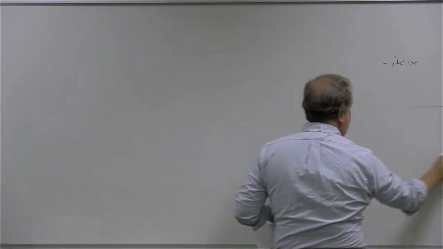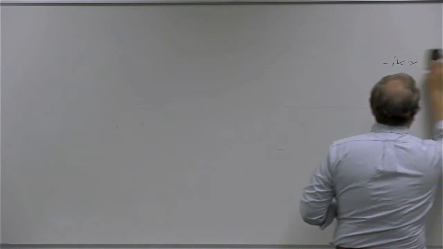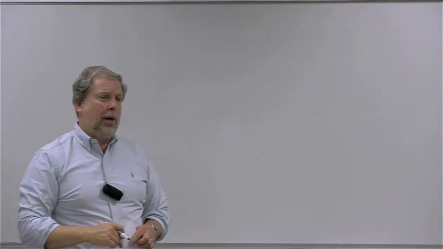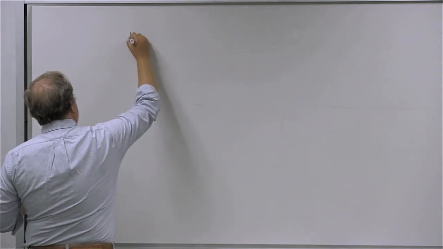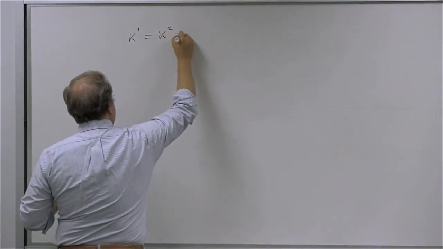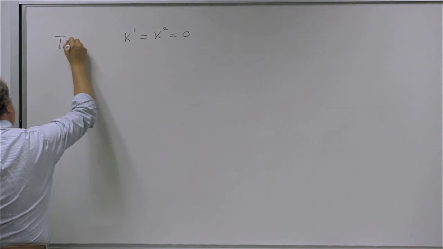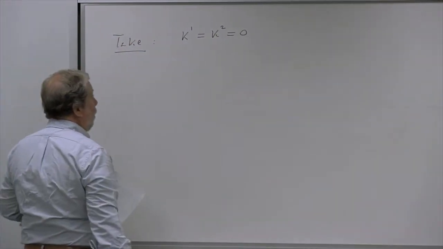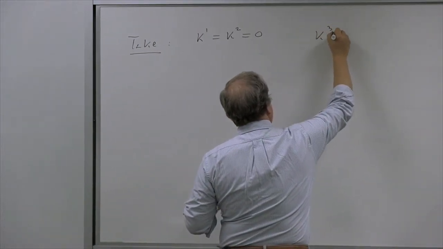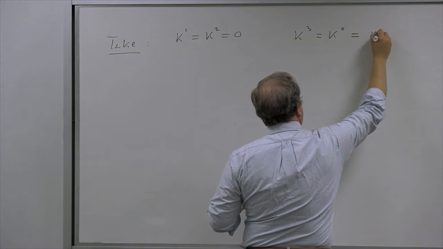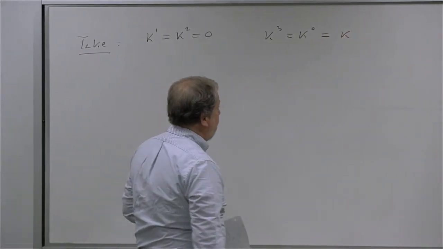And so to simplify the algebra, we're going to take the simplest possible plane wave, which is one that goes in the z direction. So we choose a coordinate system to work out what happens. And so we're going to take K1 equal to K2 equal to 0. And then K3 and K0 are equal to some K, which is positive.